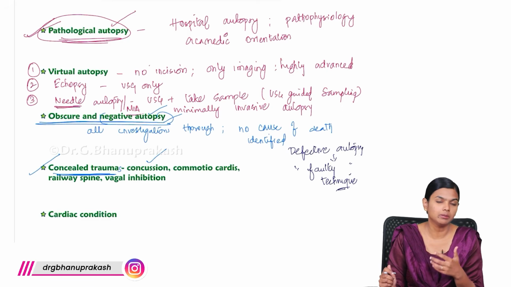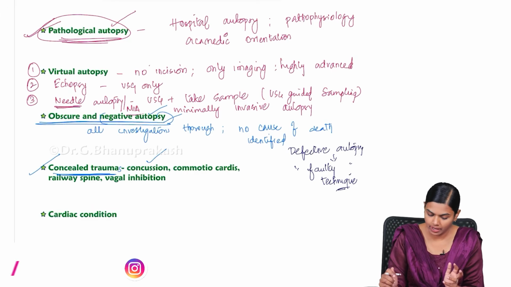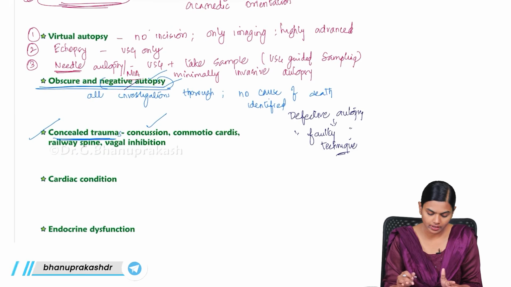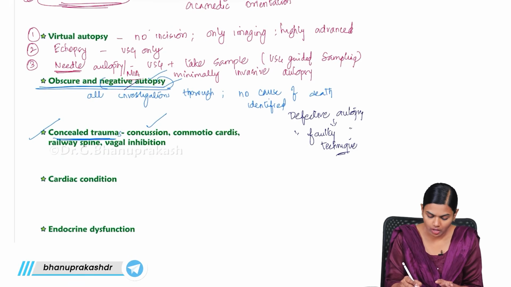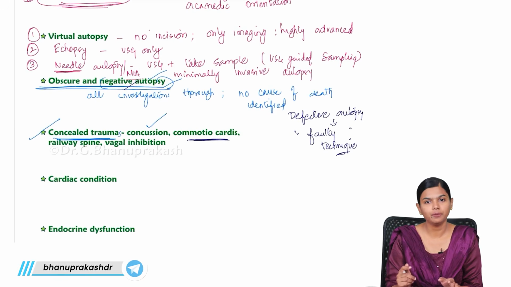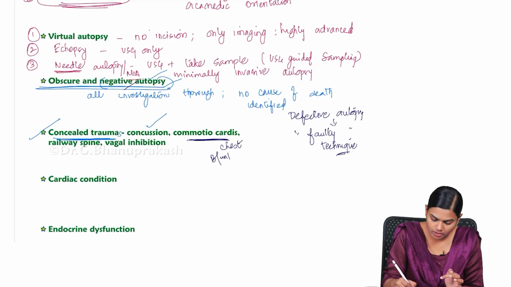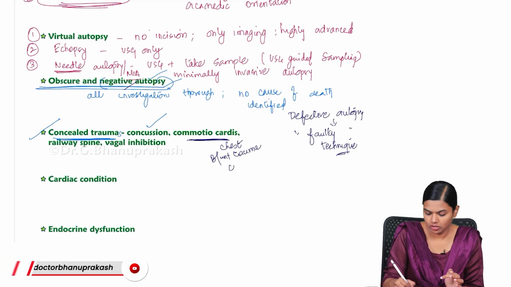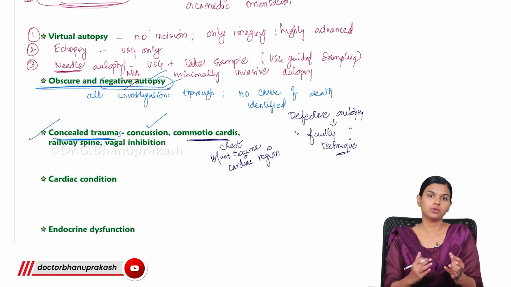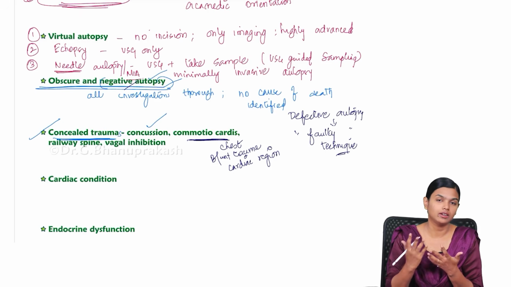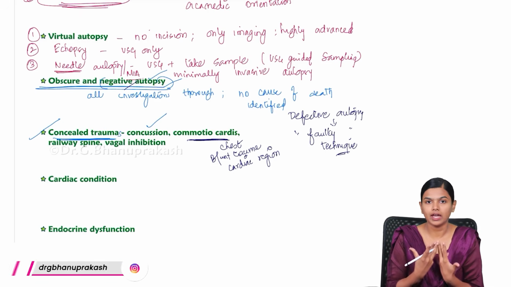But even after doing everything perfectly, if you are still getting a negative result, that means you are not getting any cause of death, and that is a negative or obscure autopsy. Negative autopsy is commonly seen in concealed traumas like concussion and commotio cordis, where there is a blunt trauma to the chest, especially over the heart region. This is very common in contact sports. People suddenly die, and you won't see any changes.